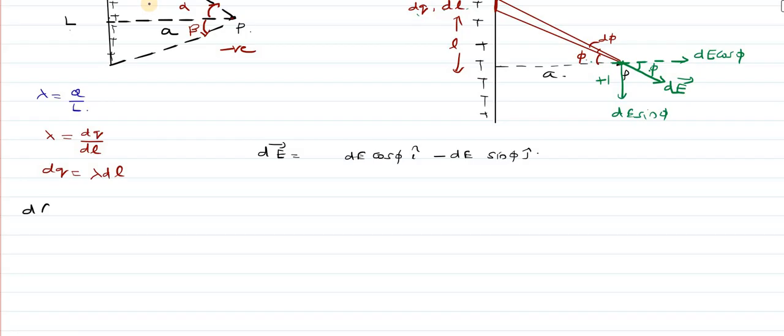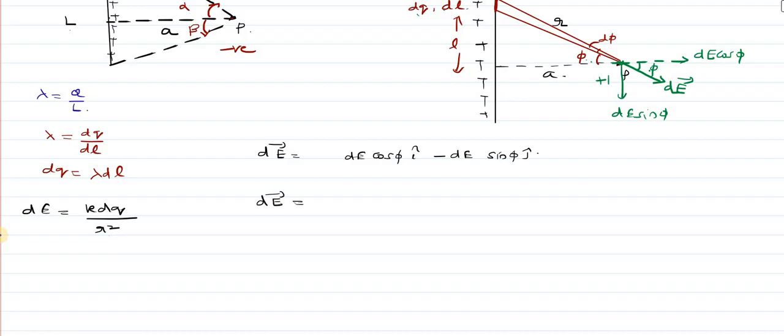What is dE? Small magnitude. We know that it is k dq by, what is the distance here? Let me take this distance as r. Clear? The distance I am taking as r. So it will be r square. Now what is r from this? Now you substitute it, then we will see.